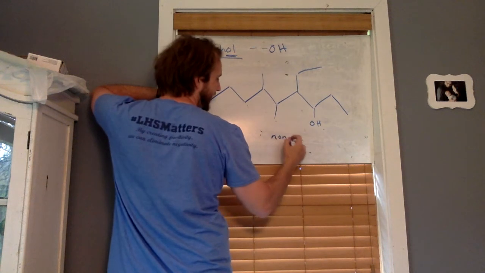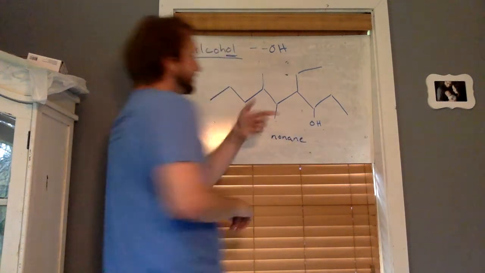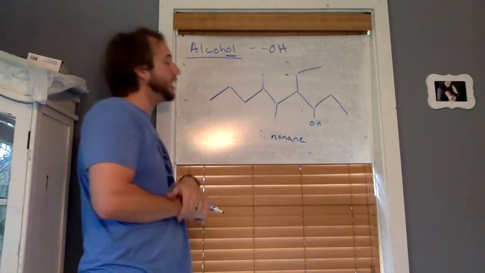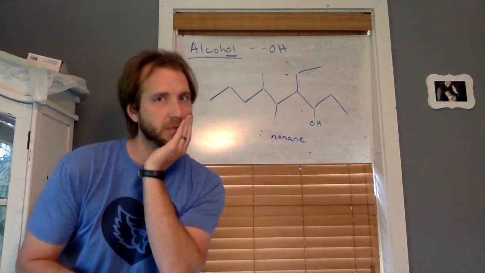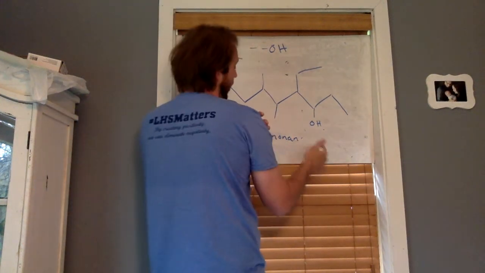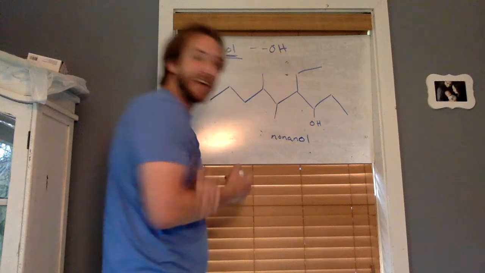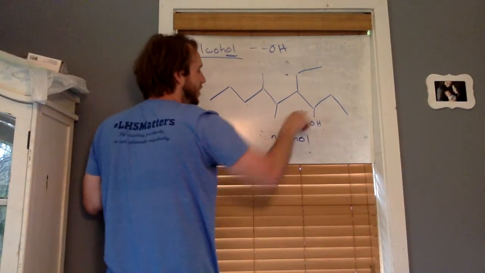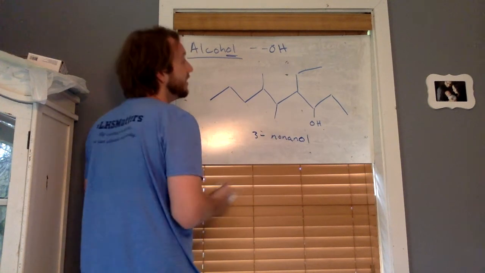This would be a nonane, because there's no double bonds or triple bonds. Ane is a straight chain alkane. Oh, but it's not. We've got a functional group. The important one here would be that OH. So this would be nonenol. I know. Where is that nonenol? Well, it's on the 1, 2, 3 carbon. So this would be 3-nonenol.